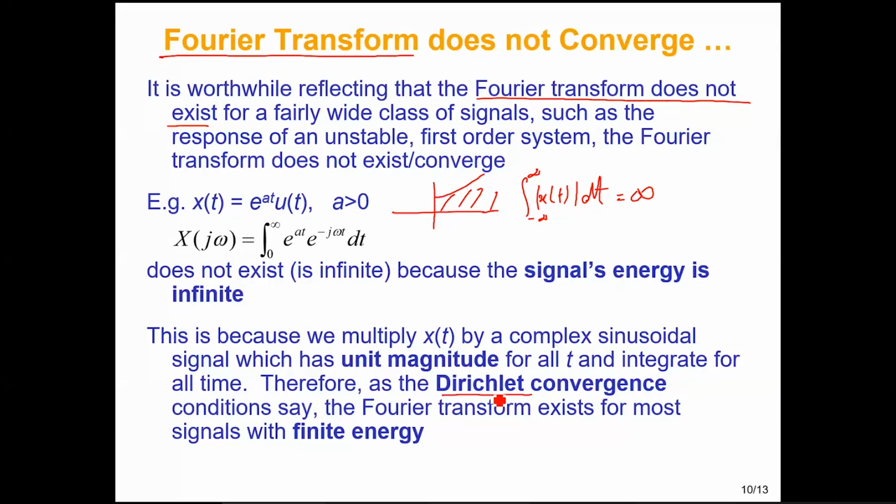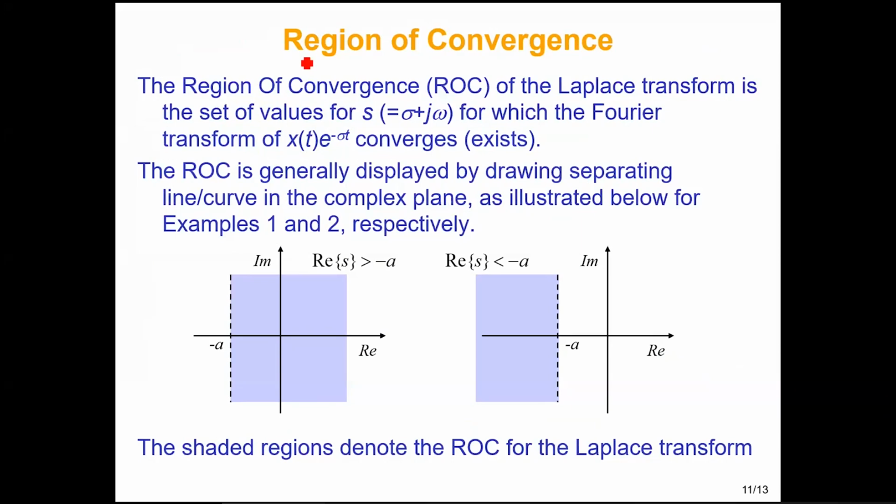Okay, and Dirichlet actually was a person who gave us the condition for Fourier transform to exist, and we know what the Dirichlet condition was. Coming over to the region of convergence. Region of convergence of Laplace transform is the set of values of s for which the Fourier transform of x(t)e^(-σt) converges or exists, or in other words, your Laplace transform converges, because this Fourier transform is actually the Laplace transform. So a better way of saying it is that region of convergence is the set of values of s for which your Laplace transform X(s) converges or exists.